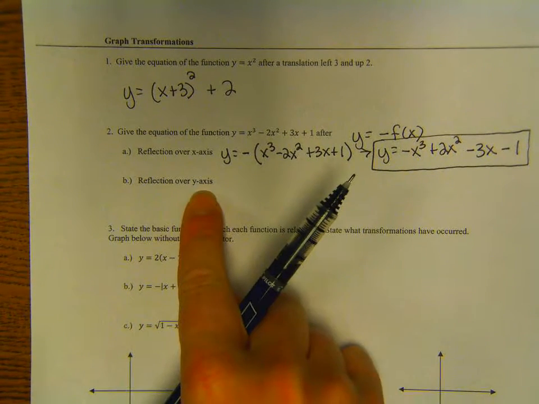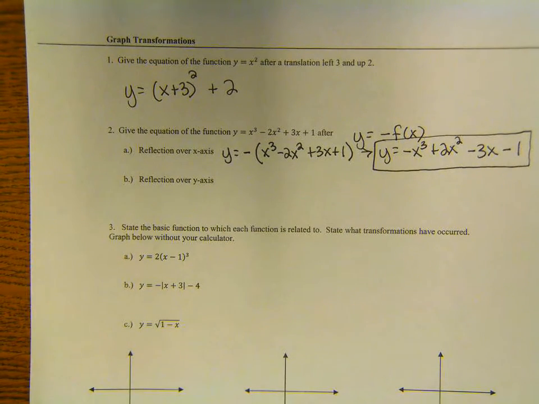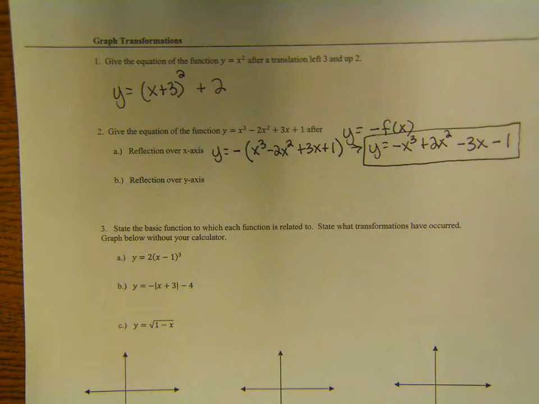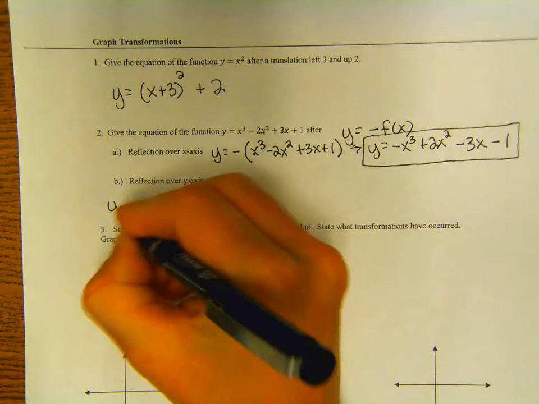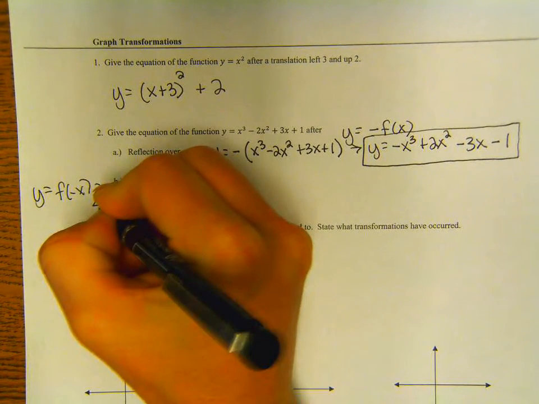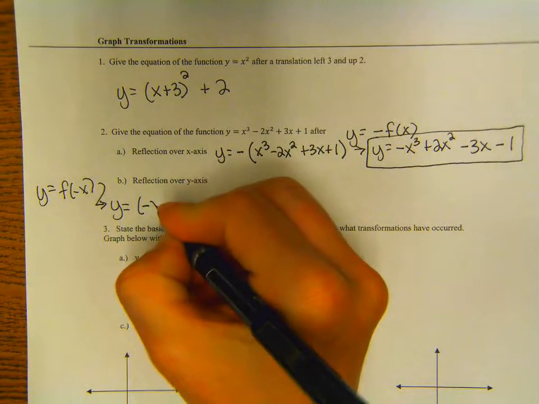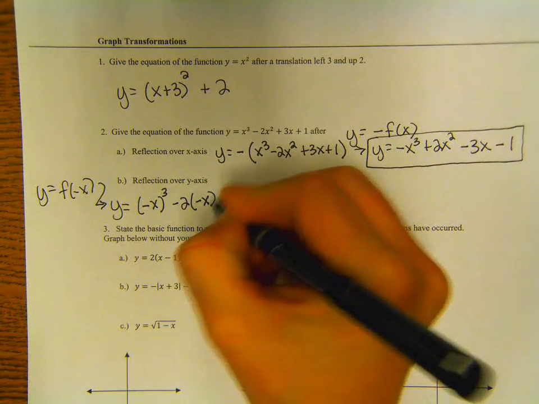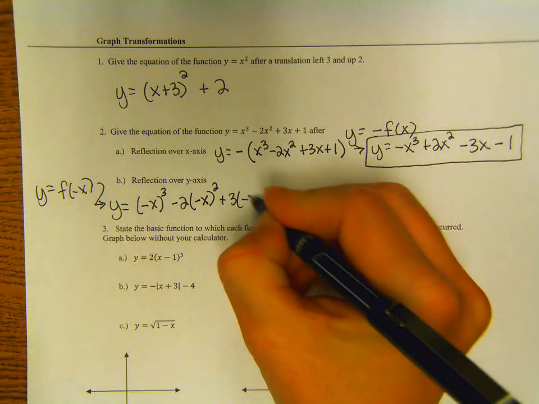So how does y-axis look different? Well, y-axis is a little different because you're going to actually physically replace every single x with a negative x. And in a second we'll graph just so you can see them. So we're going to do y equals f of negative x now. I'm going to take the original function, x cubed, and go negative x in parentheses cubed, minus 2 times negative x in parentheses squared, make sure the parentheses are in there, plus 3 times negative x plus 1.